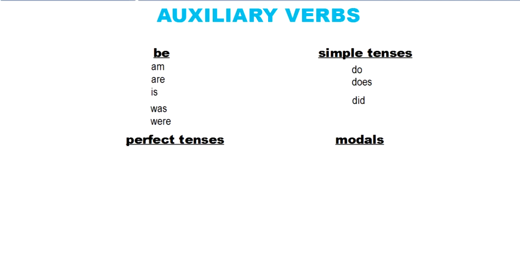Simple tenses, I'm referring to the present simple and the past simple only, and those use the auxiliaries do and does and did. When I mention perfect tenses, I'm talking about the present perfect, simple and continuous, and the past perfect, simple and continuous, not the future perfect. That uses a modal. So those auxiliaries are have and has and had in the past. And our modals, there are many. Here they are. We use them to make a bunch of questions, and we'll see different examples with those. But let's start with the verb to be.